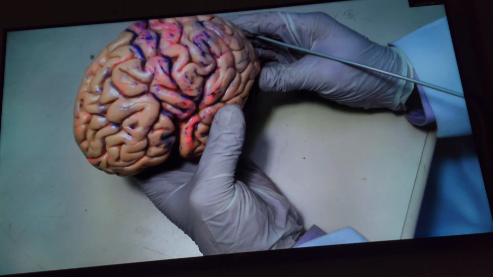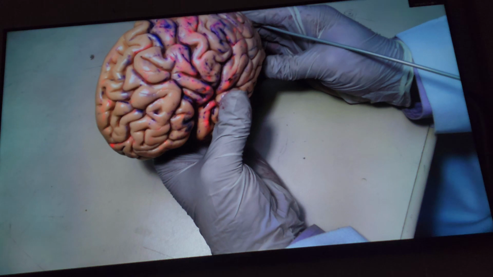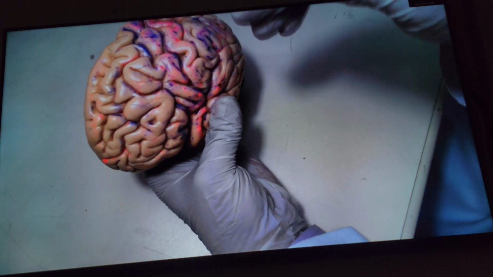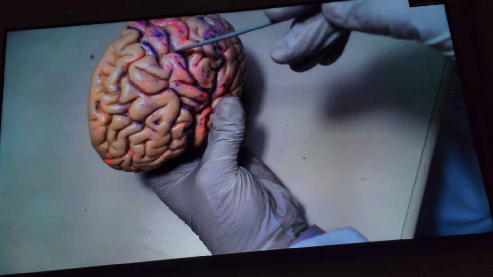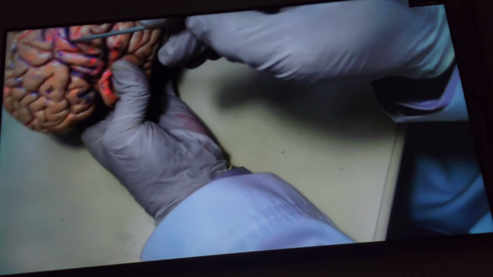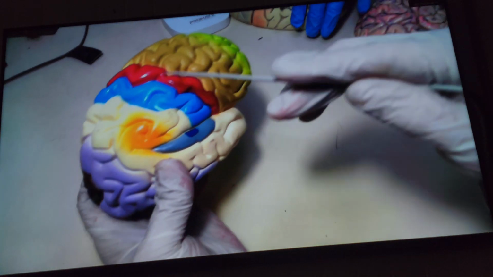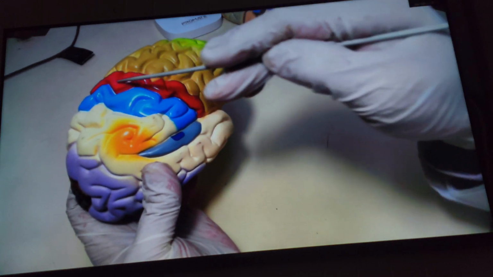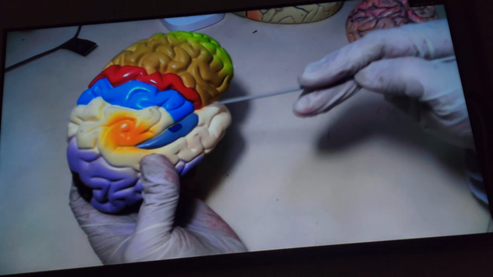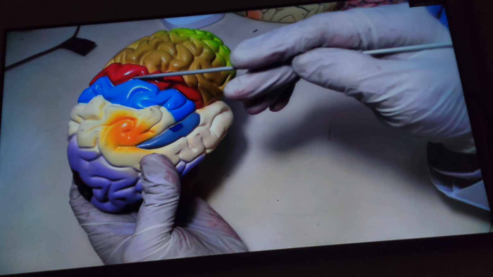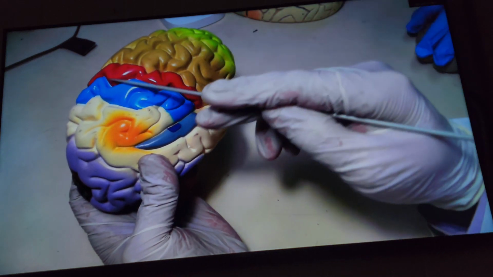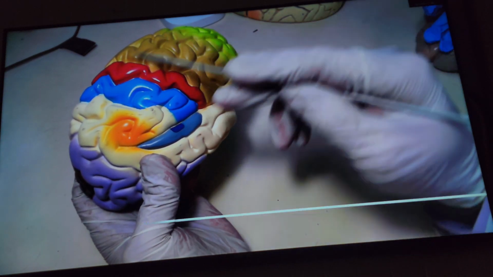What are the main sulci and gyri in the frontal lobe? The frontal lobe: this is the central sulcus. As you see here, the central sulcus lies between two gyri, and the area anterior to the central sulcus and superior to the lateral sulcus is called the frontal lobe. All this area is the frontal lobe.